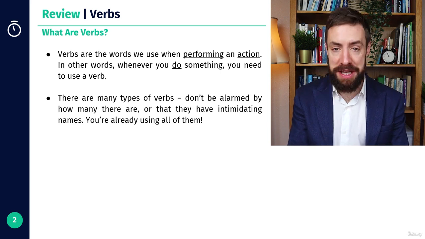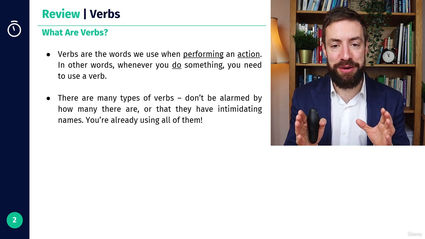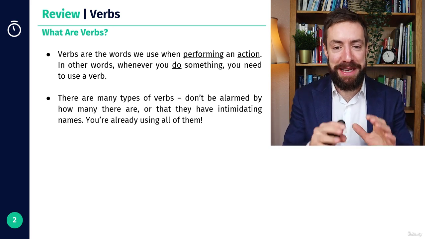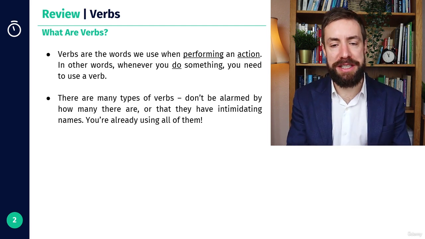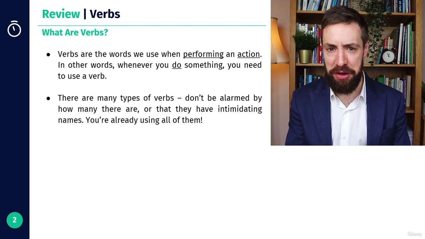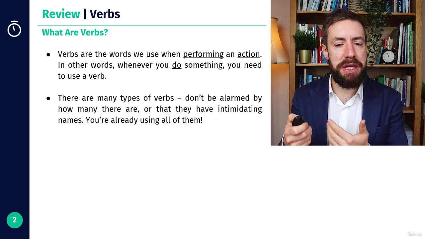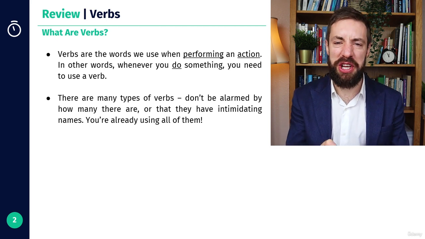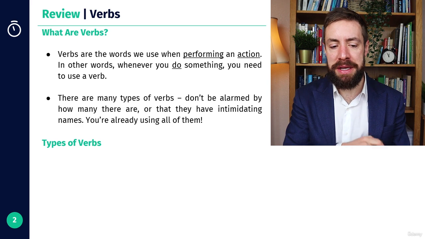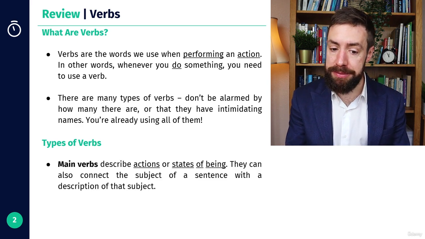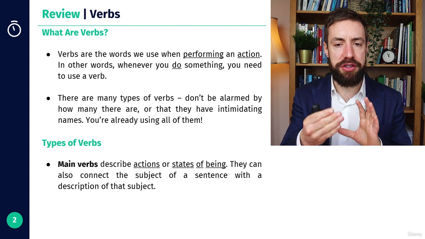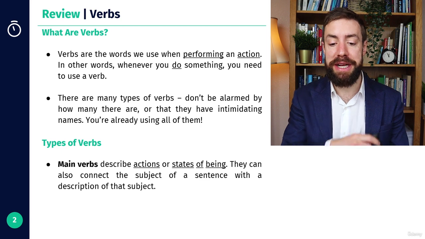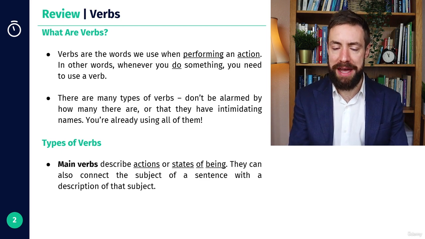And there are many different types of verbs, and in this video, we're going to be looking at those different types. There are going to be some big, scary words, but don't worry, you're already using all of these verbs. So it's just good to know the names so that we understand the theory behind English, so we can always have really good grammar. So, types of verbs. We have main verbs, and these describe actions or they describe states of being, and we'll see that later. And they can connect the subject of a sentence with a description of that subject.